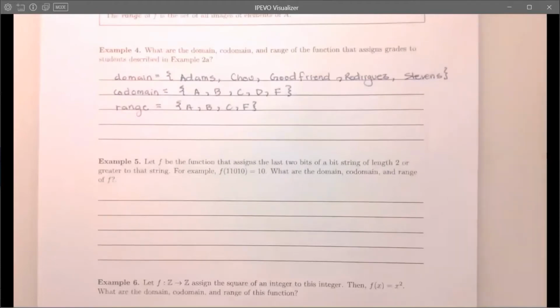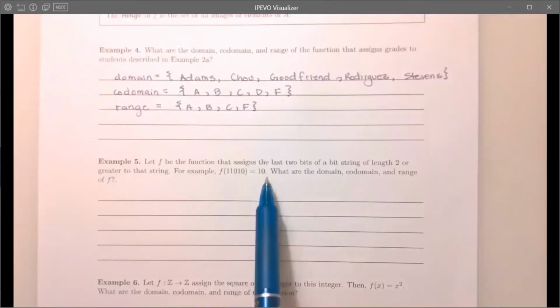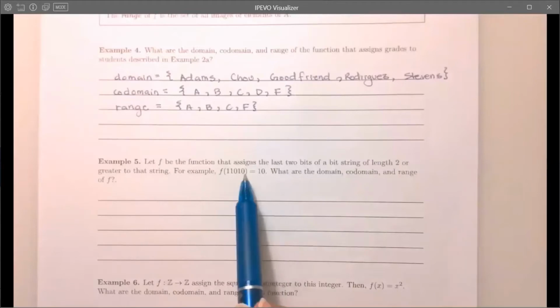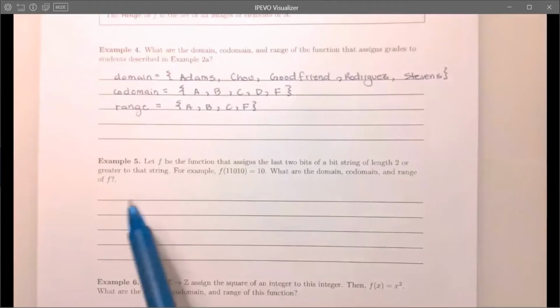Okay, take a look at example number 5. Let f be the function that assigns the last 2 bits of a bit string of length 2 or greater to that string. So for instance, if you have f with the input bit string 11010, the output of that would be the last 2 bits, 10. What are the domain, codomain, and range of f?